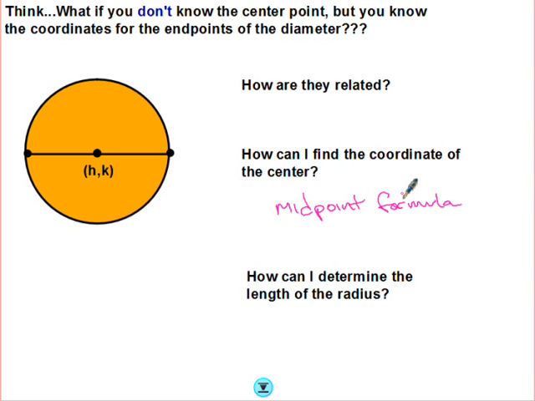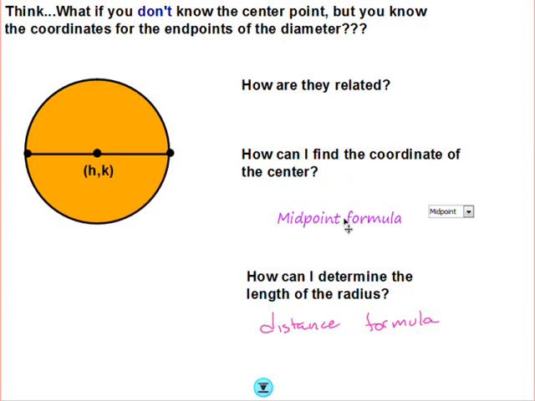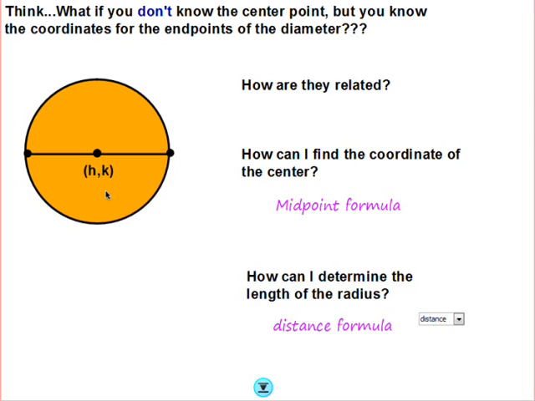And how can you determine the length of the radius? Distance formula. From either point to the center is going to be the distance formula. So we use the midpoint formula right here to find the actual location of the center of the circle. And then we would use either endpoint, and then obviously the center, to find the length of the radius. I suppose you could also just find the length of the diameter and cut it in half. Tomato, tomato at that point, but we're going to use those two formulas.